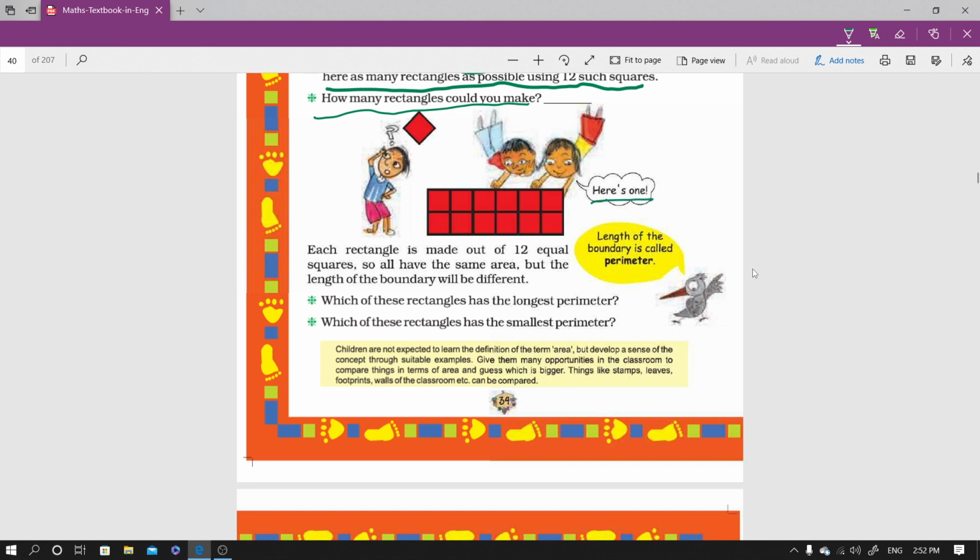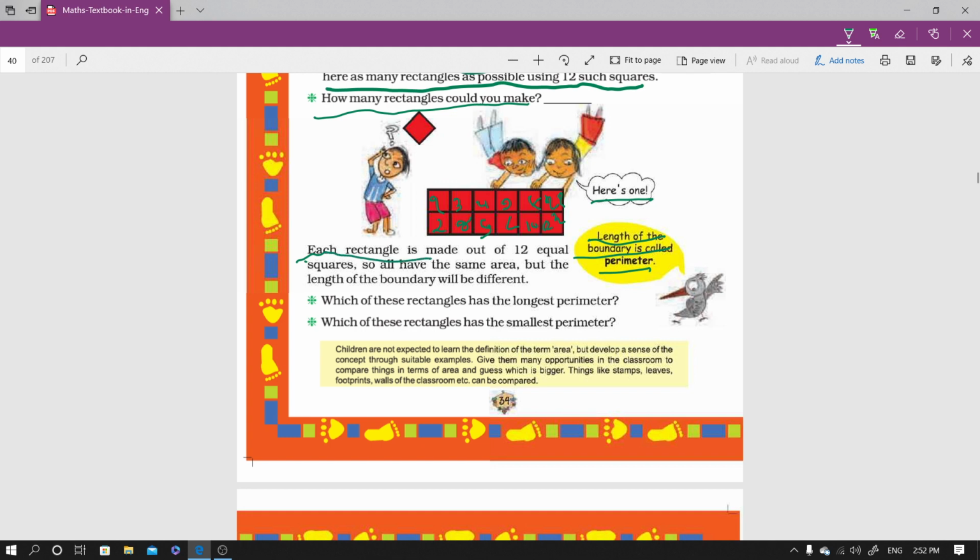Here's one. 1, 2, 3, 4, 5, 6, 7, 8, 9, 10, 11, 12. એ 12 સ્ક્વેર છે. Length of the boundary is called perimeter. એટલે લેન્થની બાઉન્ડ્રીને પેરીમીટર પણ કહેવાય છે.